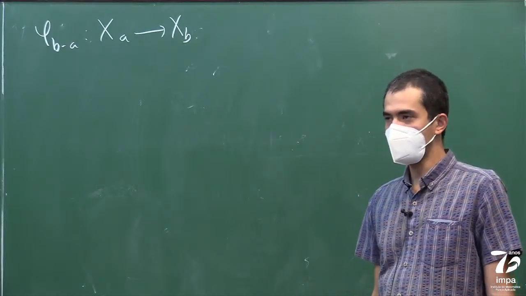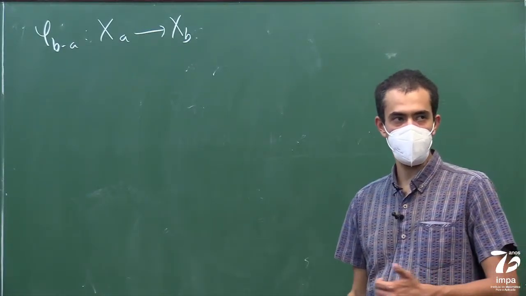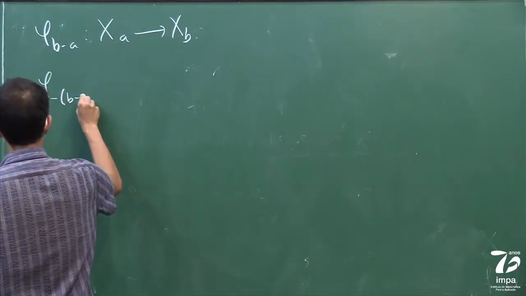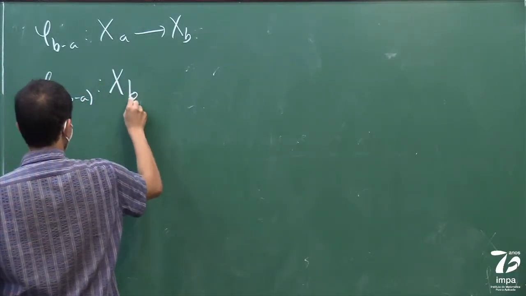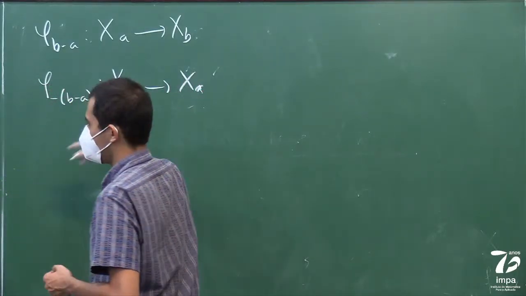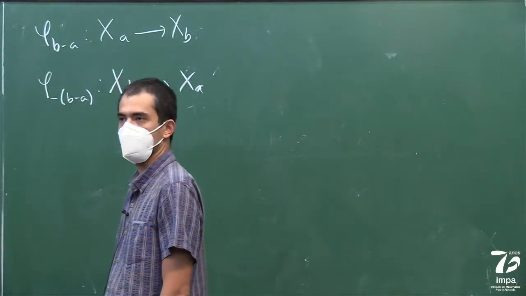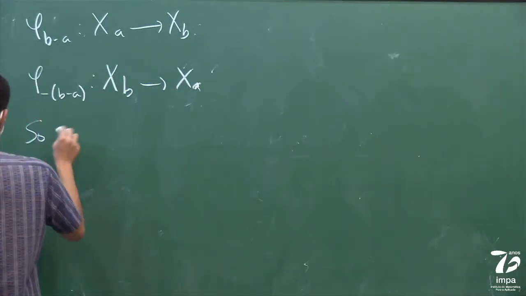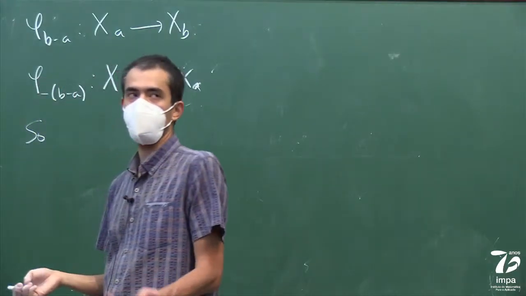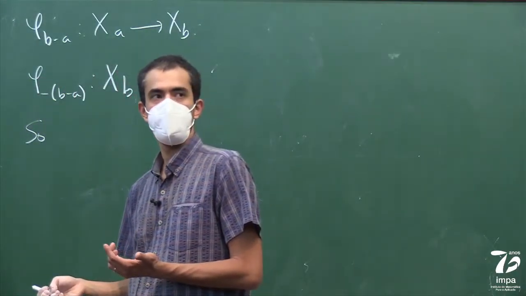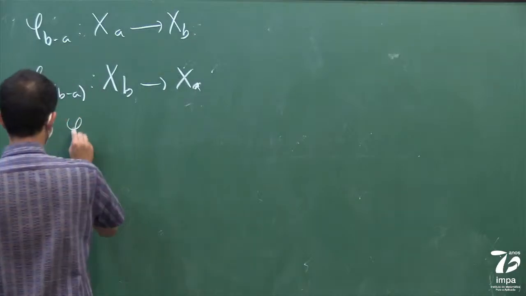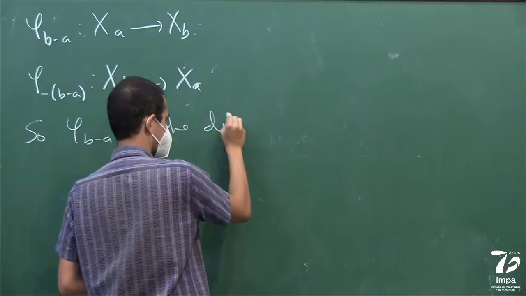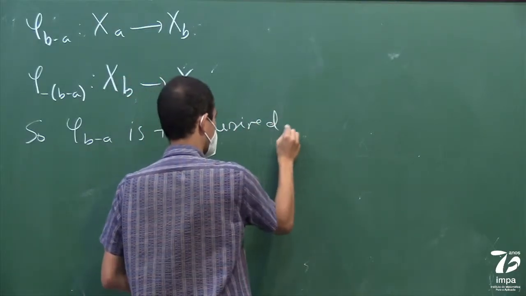And then now you can look at the opposite flow, the flow with minus (B minus A), and that takes XB to XA because of the same calculation. And of course, the composition of the two flows is the identity. So basically this guy is the desired diffeomorphism.